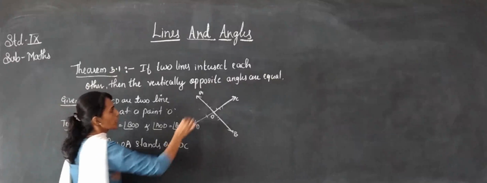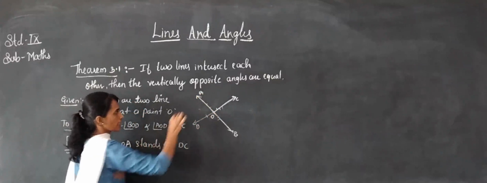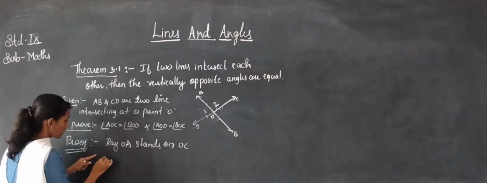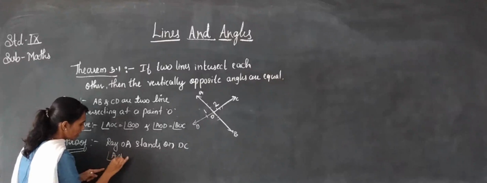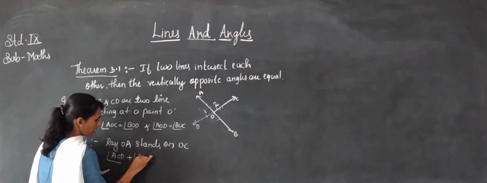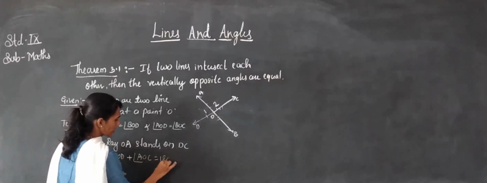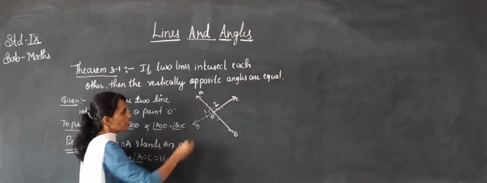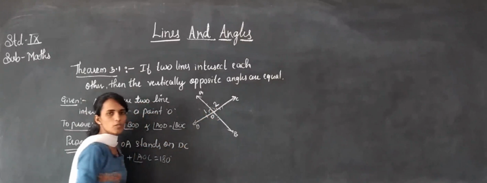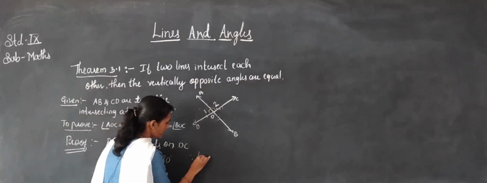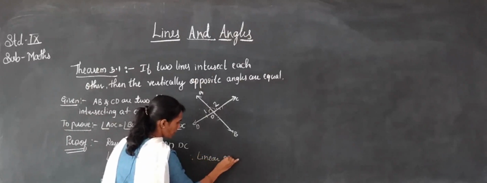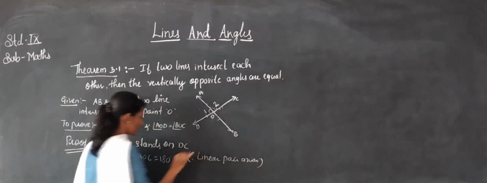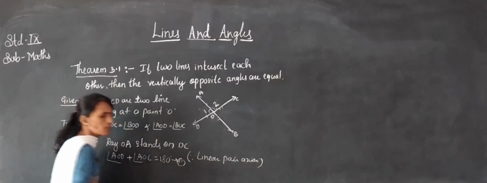So then what will it give? Angle AOD plus angle AOC, angle 1 and angle 2, is equal to 180 degrees. Angle AOD plus angle AOC is equal to 180 degrees because angle 1 and angle 2 are adjacent angles. DC is a straight line, so this is because of the linear pair axiom. Consider this as equation number 1.